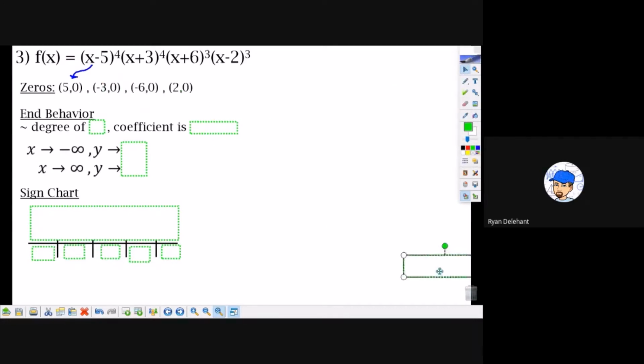That means that all of these do the same thing. You're going to get this -3, -6, +2. There's still only 4 visible zeros or x-intercepts on this graph, even though the powers on them are weird. And rationalize through that, it makes a little bit of sense. Even though that x minus 5 should be written 4 times, I still can only cross the x-axis once at that spot. That's as far as I can get there. We'll get into that in a second.